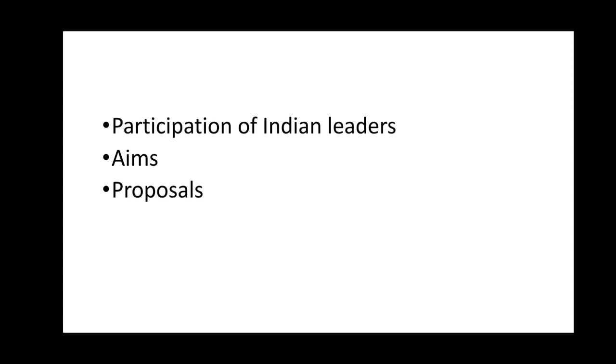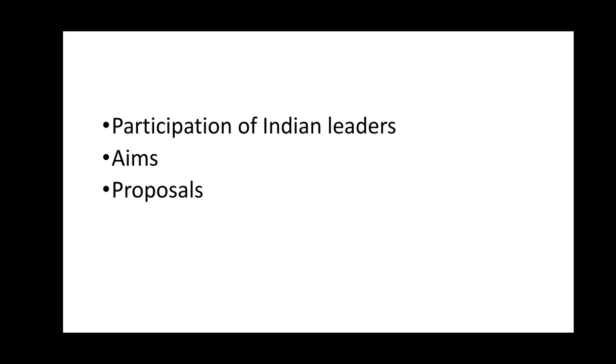Now the participation of Indian leaders: Maulana Abul Kalam Azad, Gandhi, Quaid-e-Azam participated in this meeting. In this meeting, Quaid-e-Azam stressed on Pakistan and Gandhi stressed on United India. Now, what were the aims of the Cabinet Mission Plan? So, we will discuss one by one. Discussion with the elected representatives. Number 2, setting up of a constitutional body. Setting up of an executive council with the support of Indian parties.